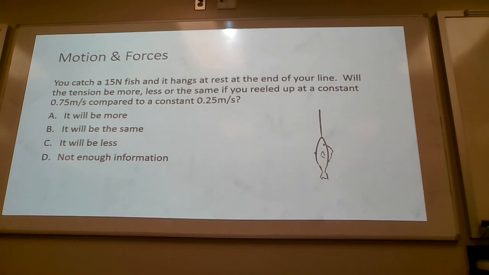So sometimes I'll throw in, hey, you're moving at a constant 0.75 meters a second in a problem, and you're like, oh, I've got to do something with that number. If it's a constant velocity, no, you don't. Okay, so just heads up on that one.